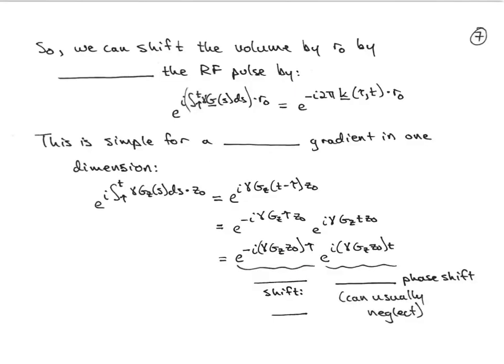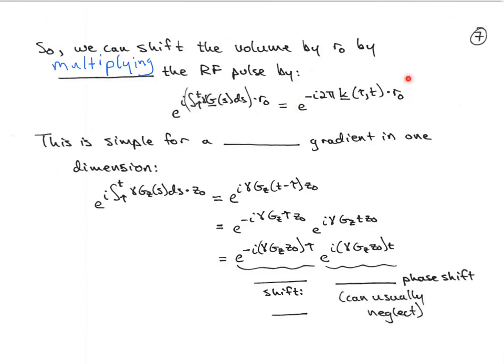So we can shift the volume by a distance R0 by multiplying, or modulating, the RF pulse by this function, e to the i integral of the gradient times R0. Now this is equivalent to e to the minus i 2 pi k of tau t, where this is the excitation k-space trajectory, times R0. Right? So basically, if you have a time-varying pulse, then the modulation actually needs to change. And that kind of makes sense because the frequency of R0 changes, right?